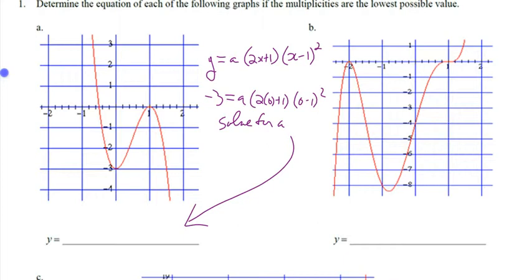And then state your equation down here, right? Using the value of A that you now have figured out. I believe that is 1.